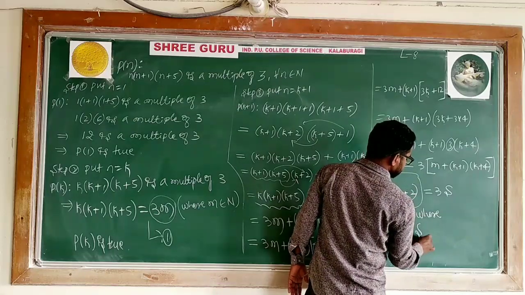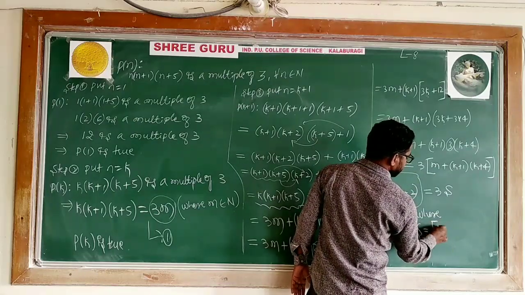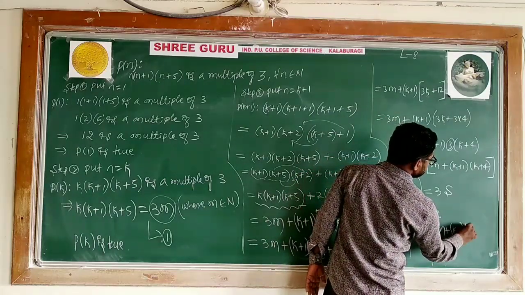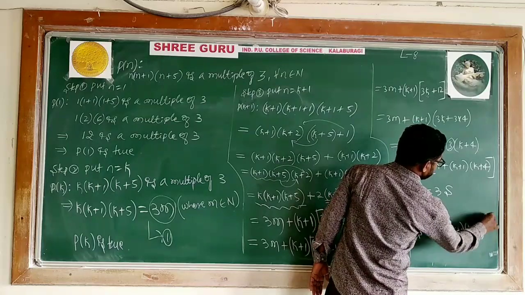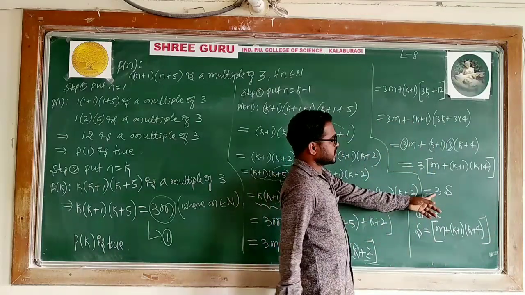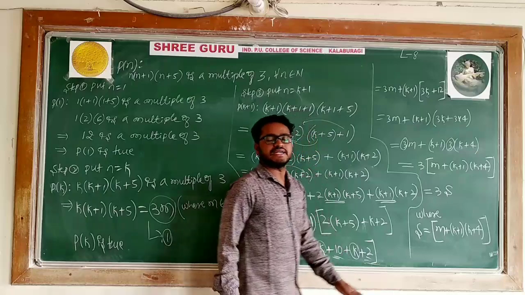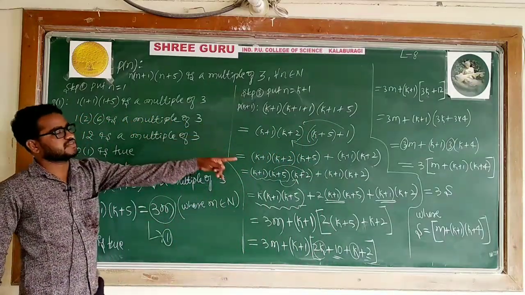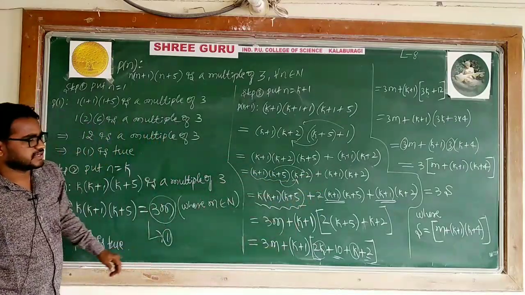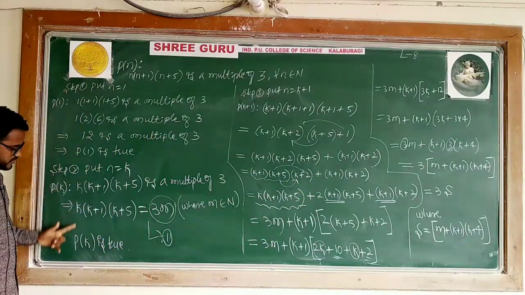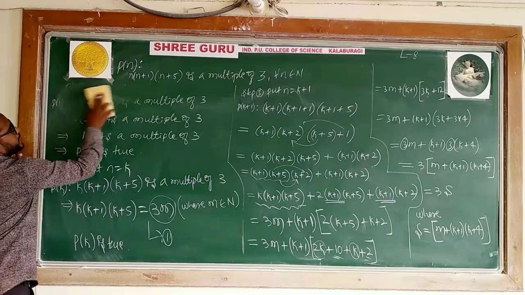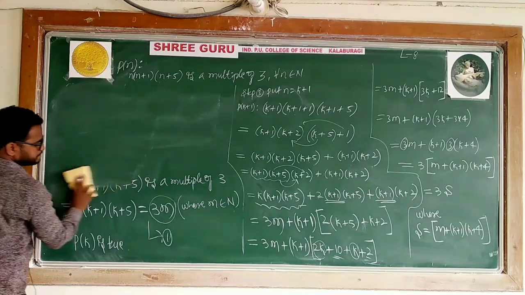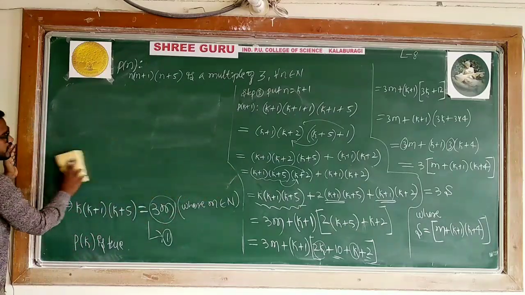Where S is equal to, in brackets, M plus K plus 1, K plus 4. Then we can say that when it is equal to 3S, it implies that it is divisible by 3. Means this thing is divisible by 3. I think this first step is complete, no? So this will be continued here.